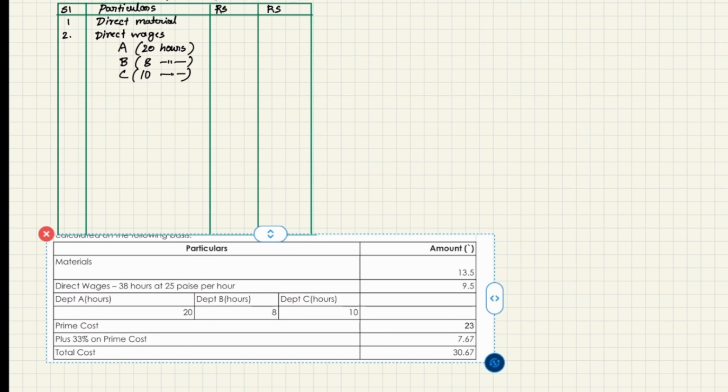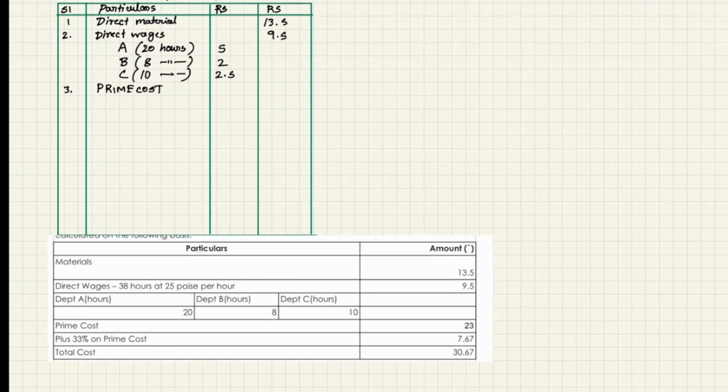So here I have written the job cost sheet pro forma starting with the direct material. Then you have direct wages. In the direct wages, hours are directly given, 28 and 10. I have taken directly. Direct material I am taking 13.5 directly. In the direct wages, it is 25 paise per hour. So 25 paise into 20 is 5. Similarly, B and C you will get 2 and 2.5. So total direct wages is 9.5. After this, next I will calculate the prime cost. Prime cost will come 23. So up to here there is no change.